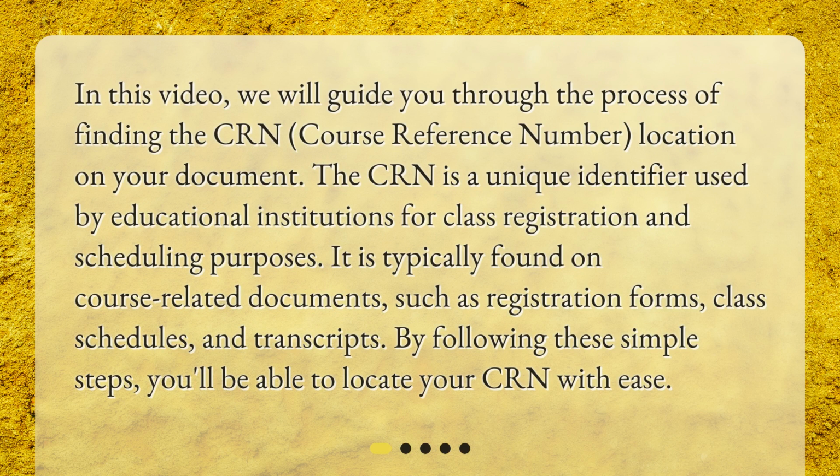In this video, we will guide you through the process of finding the CRN, course reference number, location on your document. The CRN is a unique identifier used by educational institutions for class registration and scheduling purposes. It is typically found on course-related documents, such as registration forms, class schedules, and transcripts. By following these simple steps, you'll be able to locate your CRN with ease.